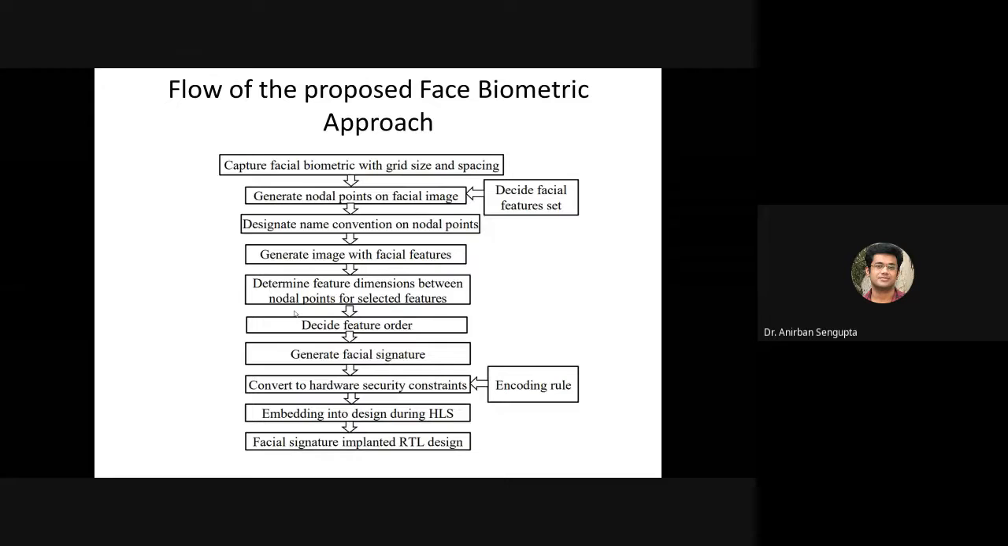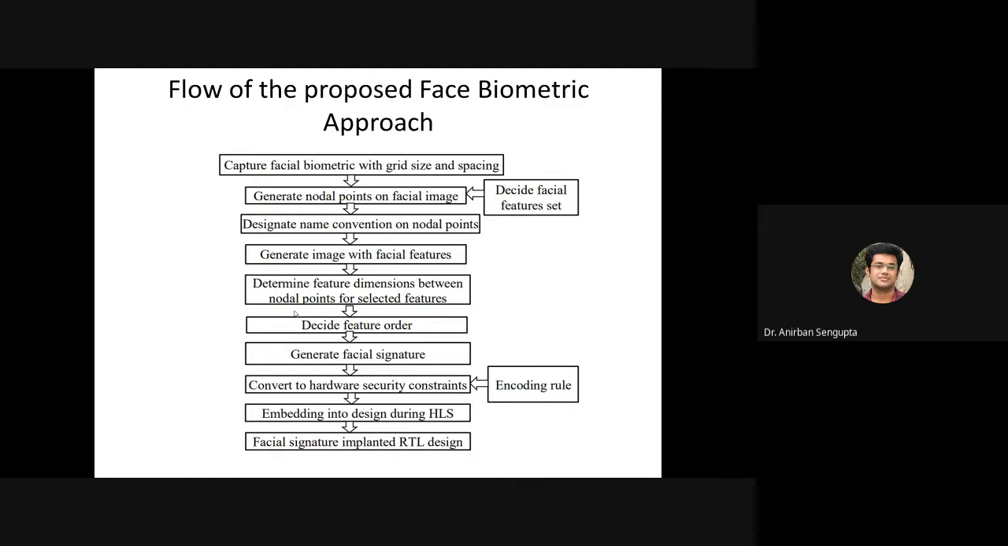So this slide shows the flowchart of the entire approach. We first start by capturing the facial biometry with grid size and spacing. We generate the nodal points on the facial image, which will of course depend on the facial feature set, that is, what type of features are used and what type of features we believe are going to be a stronger security parameter compared to the others.